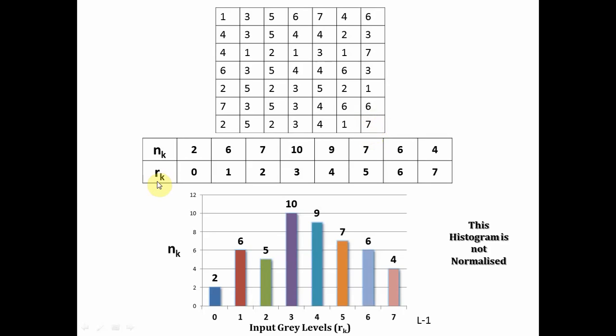Now from the image you need to write the gray level r_k, that is 0 1 2 3 4 5 6 7, and the number of pixels. For gray level 0, how many pixels are inside the image, you have to consider.